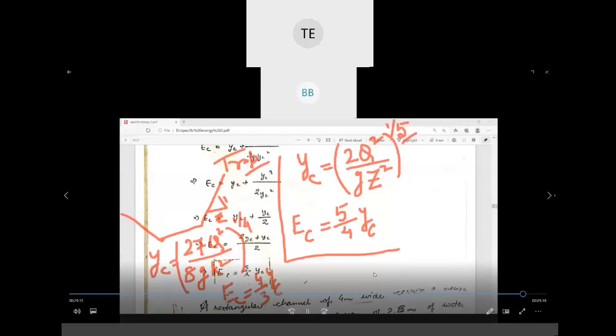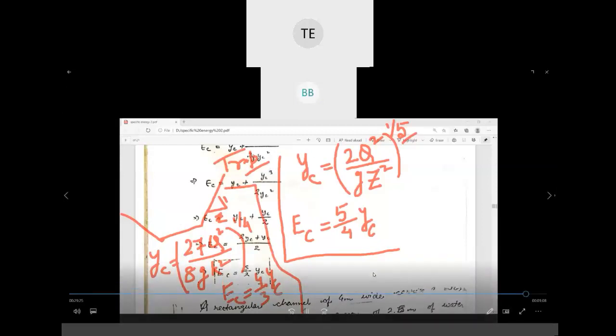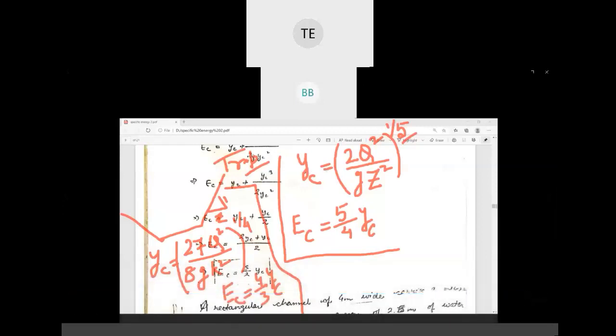So these are the expressions for trapezoidal and parabolic. You just write down the expression. For rectangular, EC is equal to 3 by 2 YC. For trapezoidal it is 5 by 4 YC, and for parabolic it is 4 by 3 YC.